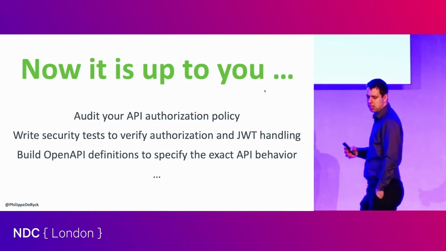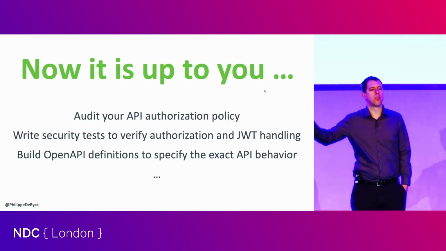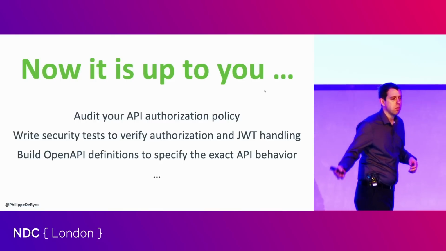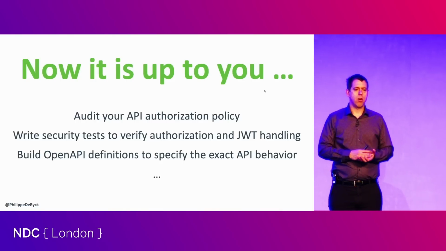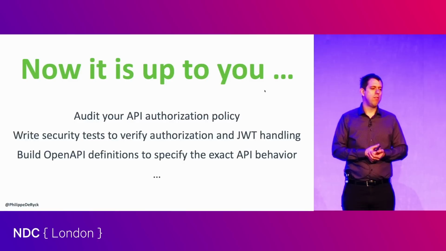Apply what we talked about here. Write security tests to verify your authorization, improve your JWT handling, build OpenAPI specifications. There's so many takeaways. Use that information later on to review your systems.